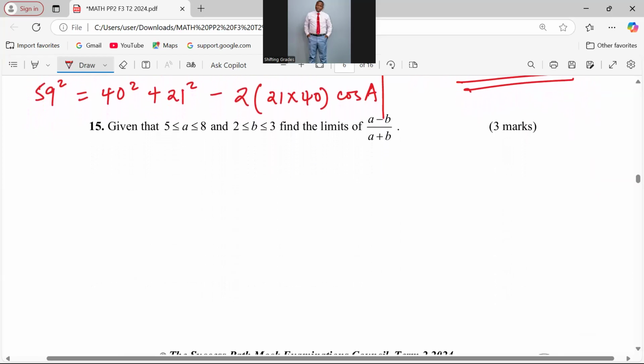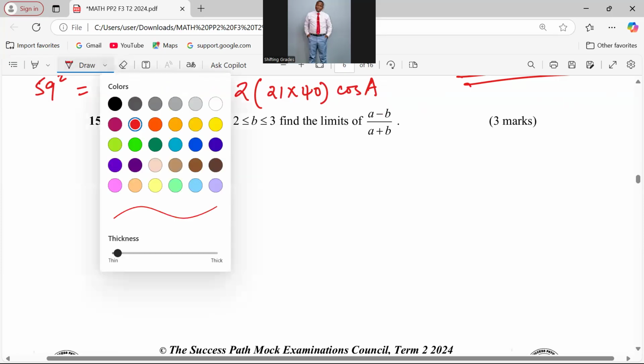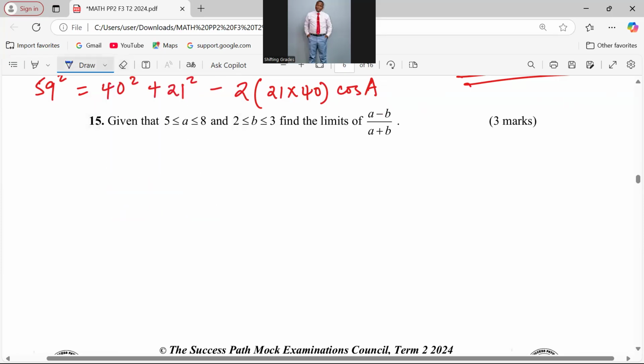Look at number 15 towards the end of the paper, or the end of section 1. Given that A is in between 5 and 8 and B lies between 2 and 3, find the limits of the expression. We are again back to errors and approximations, where we are supposed to know that for us to get the limits, we are not finding percentage error, we're just finding the limits. So we need the maximum value and the minimum value. That is what we call the limits.